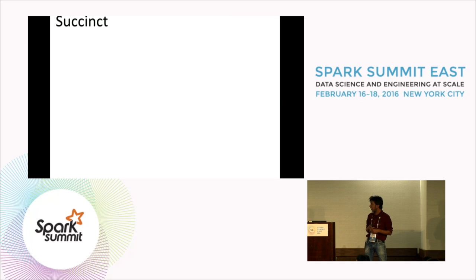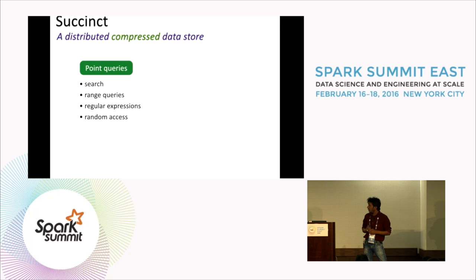So that's where Succinct started. What we do in Succinct is we designed this distributed data store, and now it runs on top of Spark. It's an entirely compressed data store, okay? And it allows you to do these point queries, and I've listed some of the point queries that Succinct supports. For example, you can do search, you can do regular expressions, you can even do random access.